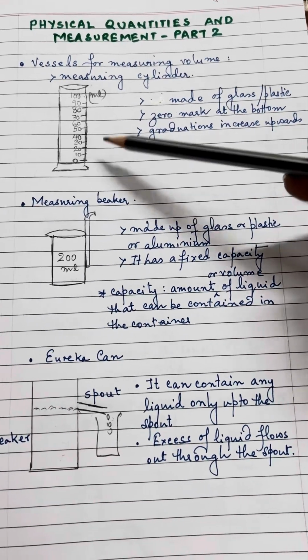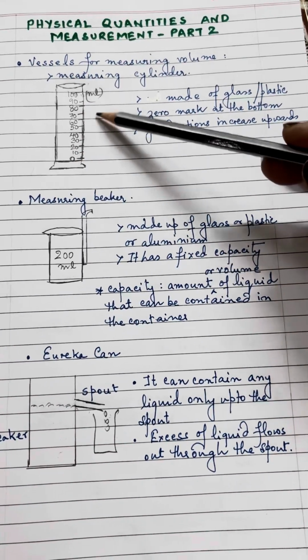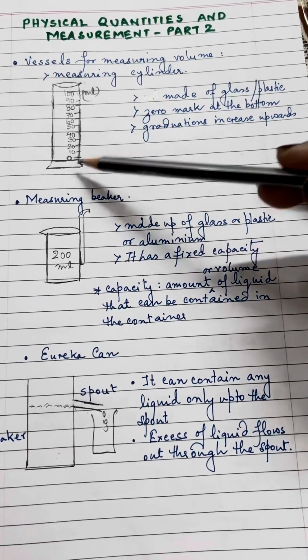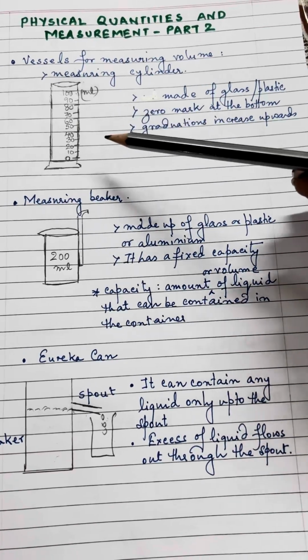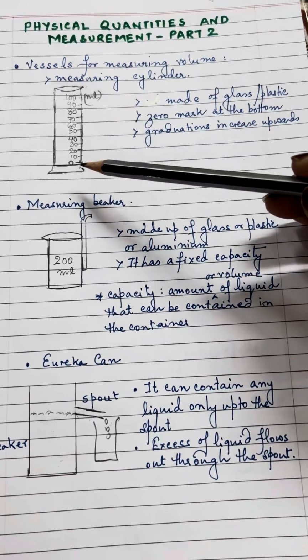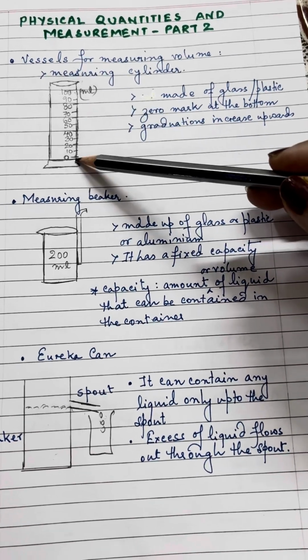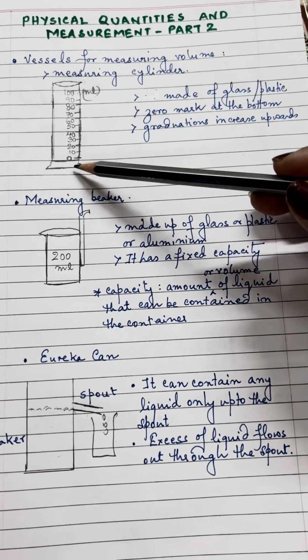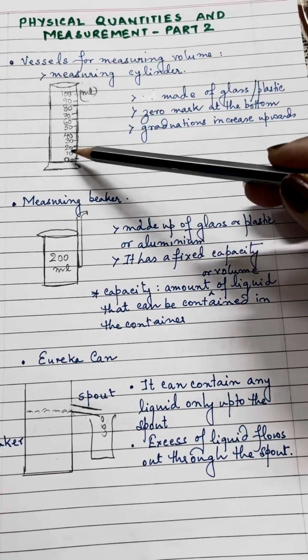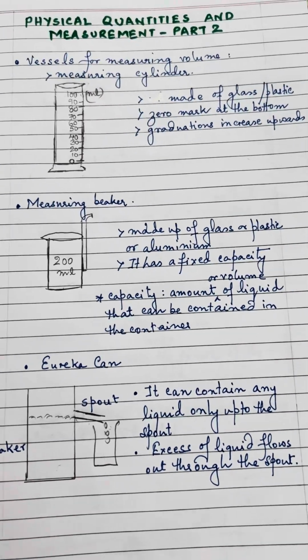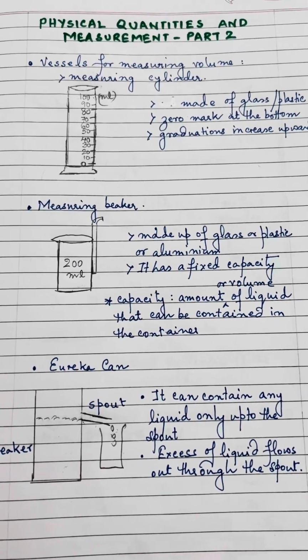As you can see, this is how your measuring cylinder looks. It is generally made up of plastic or glass, and the graduations increase from the bottom. So the 0th mark is near the base, and the markings of the graduations go on increasing as we move upwards.